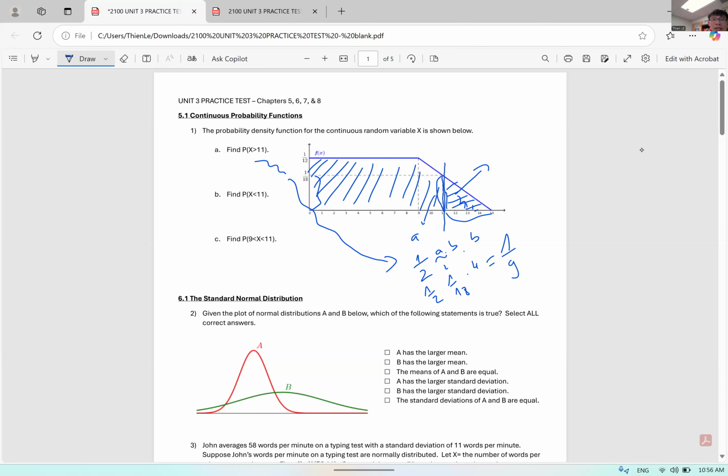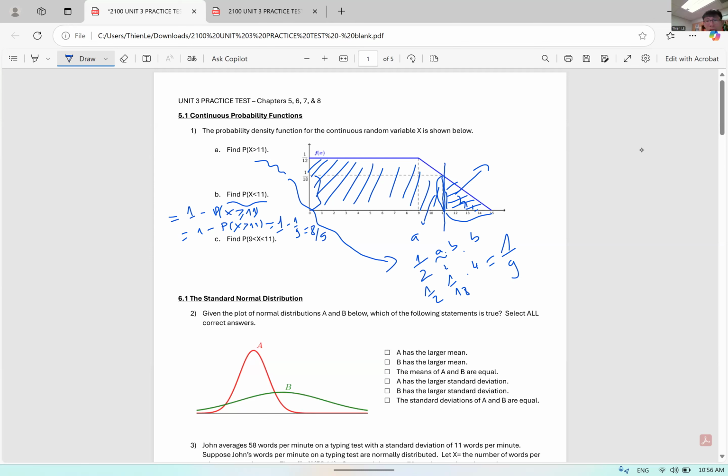And the area x less than 11, basically we can look at A and B. They complement each other, right? And remember, for the continuous distribution, the equal sign does not matter. So x less than 11, probability will be equal to 1 subtract x greater than or equal to 11. But because the equal sign does not matter, you can just throw it away. Yes, 1 subtract 1/9, right? So you get 8/9.